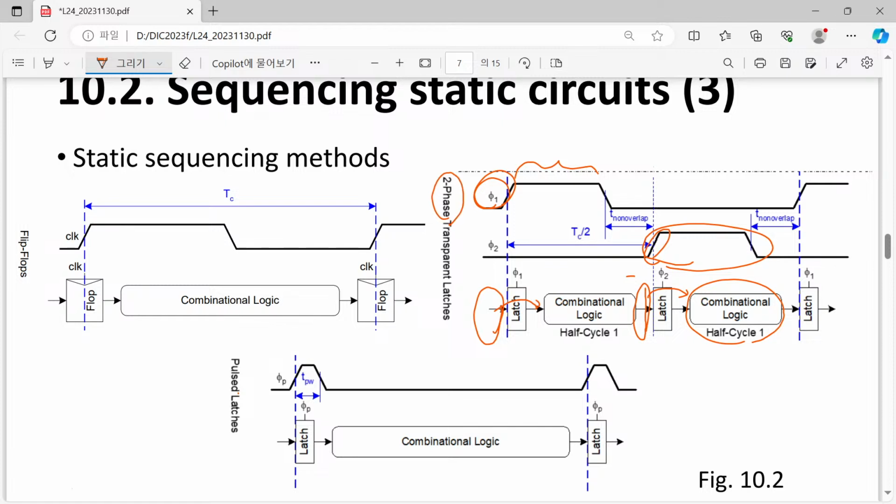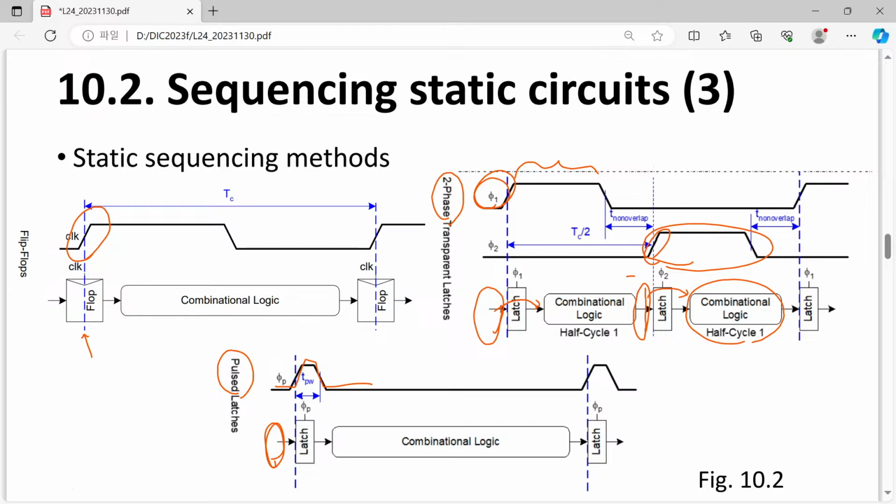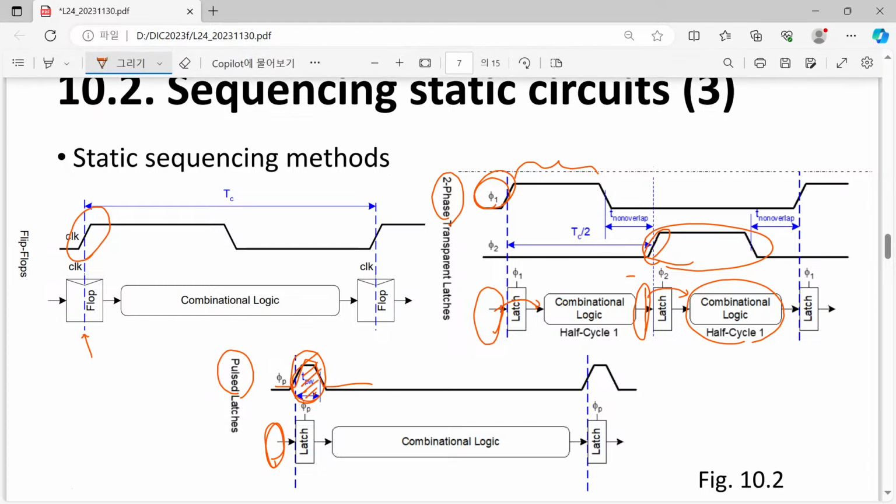So we can also think about pulsed latches. It is very similar to the operation of flip-flops. We just quickly sense the output or input of our system. If we introduce a pulse signal to our latches, then although it is a latch, the sensing is processed only for a short time. For a short time, we just send our input signal to the latch output.